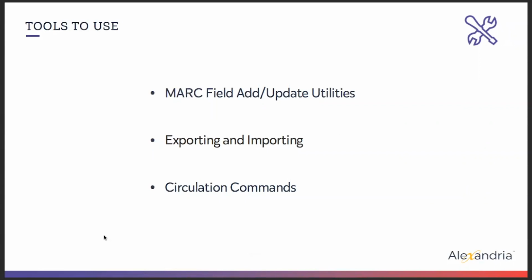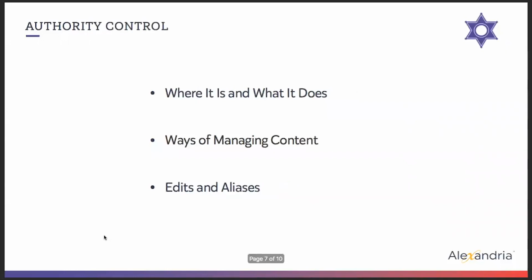Tools to use. We've talked about MARC field add and update utilities, as well as tools within the MARC records for controlling those. The ability to export and import information for managing and updating all of your content needs. Circulation commands for doing your fixed series information, as well as going in and adding search terms and bibliographic notes and everything else that you need to right from your circulation window.